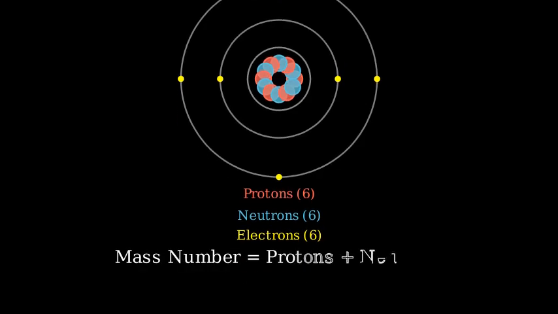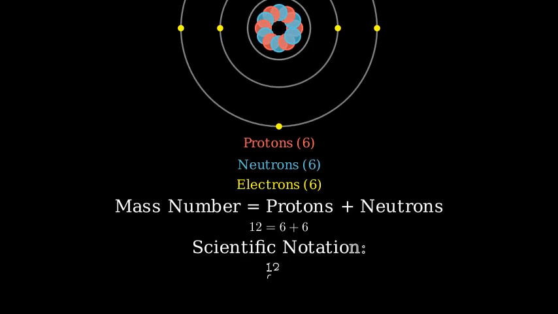The mass number of carbon 12 is 12, which is the sum of its 6 protons and 6 neutrons. This is why we write it as carbon 12, or in scientific notation as C12. Carbon 12 is incredibly important in nature.